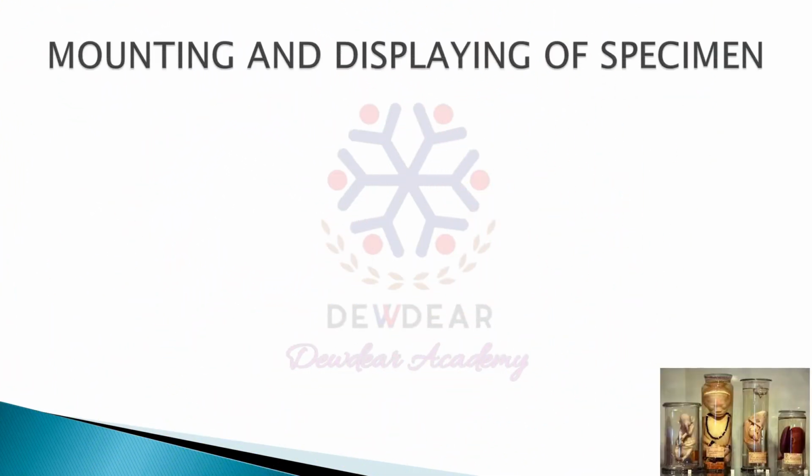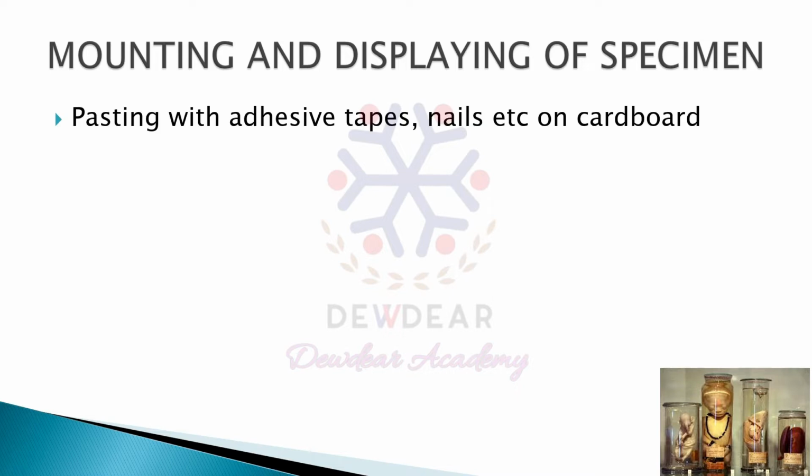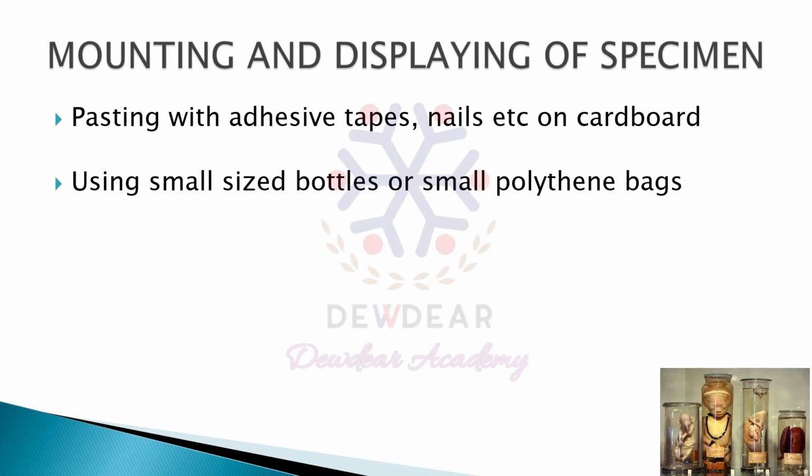Next is mounting and displaying of specimen. How can we display the specimen? There are different ways. First is by pasting with adhesive tapes or nails on cardboard. Another way is using small sized bottles or small polythene bags.